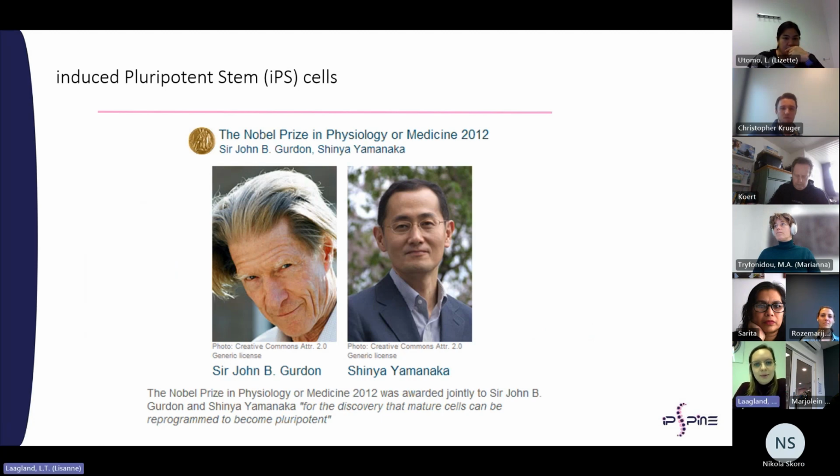And that is why we were very happy with the discovery of these two men. So they won the Nobel Prize in Physiology already in 2012. And they discovered that you could change a mature cell, so a cell from any organ, and then you can reprogram it to become pluripotent again.